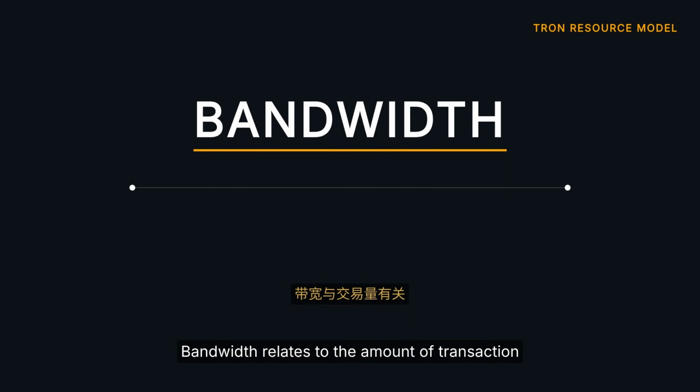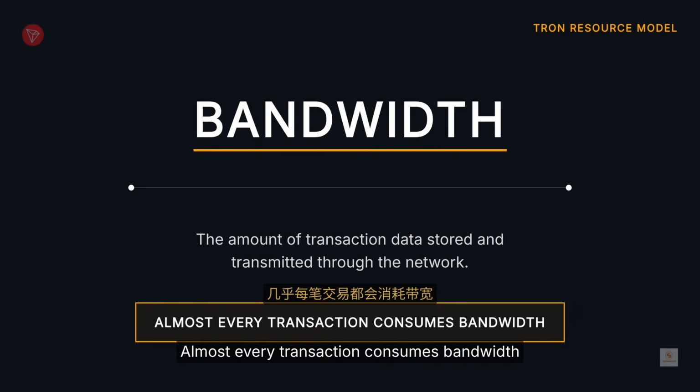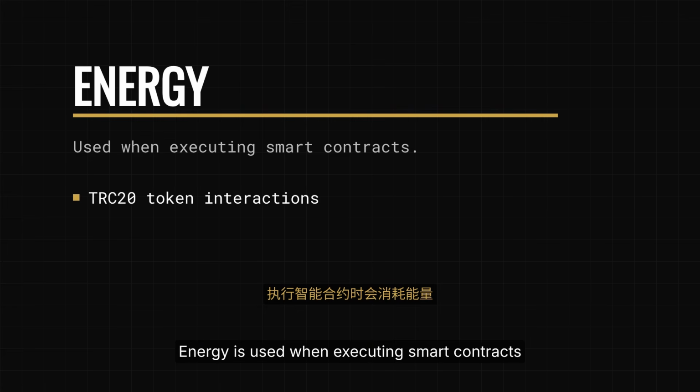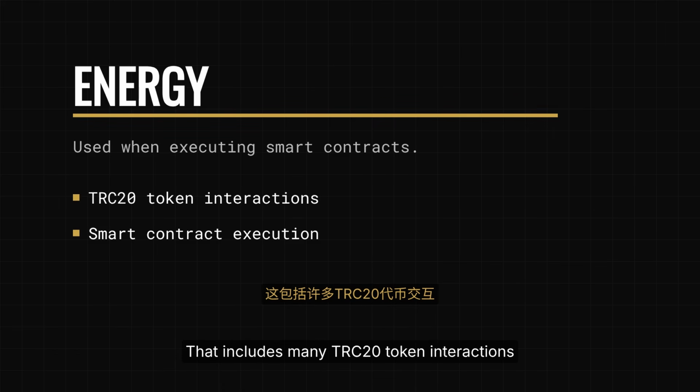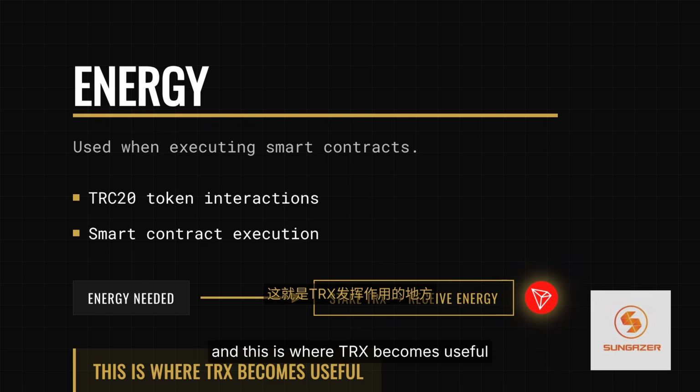Bandwidth relates to the amount of transaction data being stored and transmitted through the network. Almost every transaction consumes bandwidth. Energy is used when executing smart contracts. That includes many TRC20 token interactions. And this is where TRX becomes useful. Users can stake TRX to receive network resources. Stake for bandwidth if you need transaction capacity. Stake for energy if you regularly interact with smart contracts.